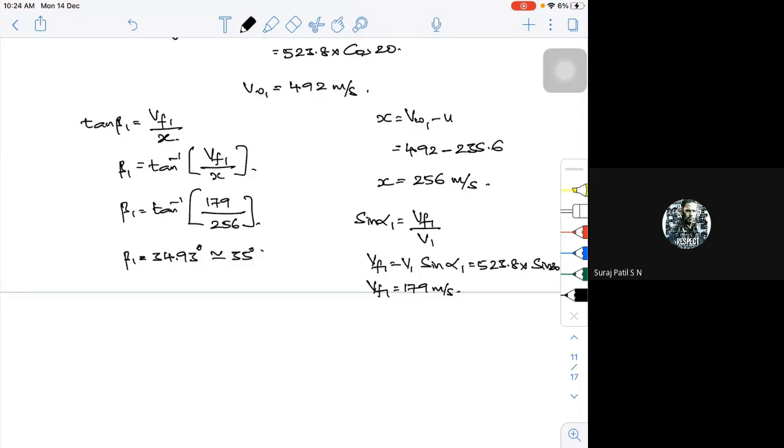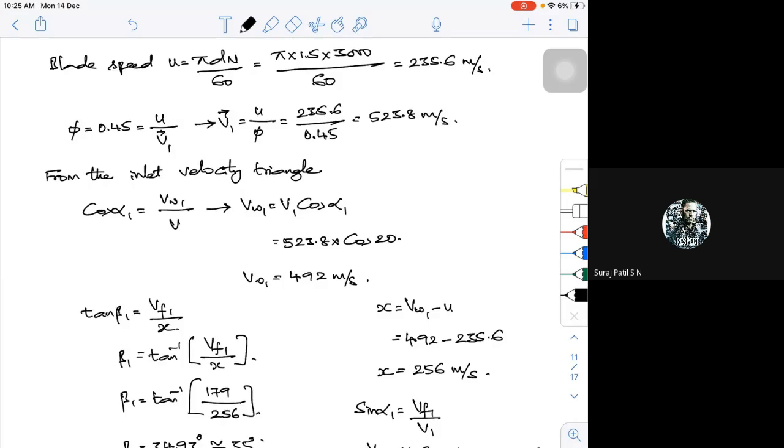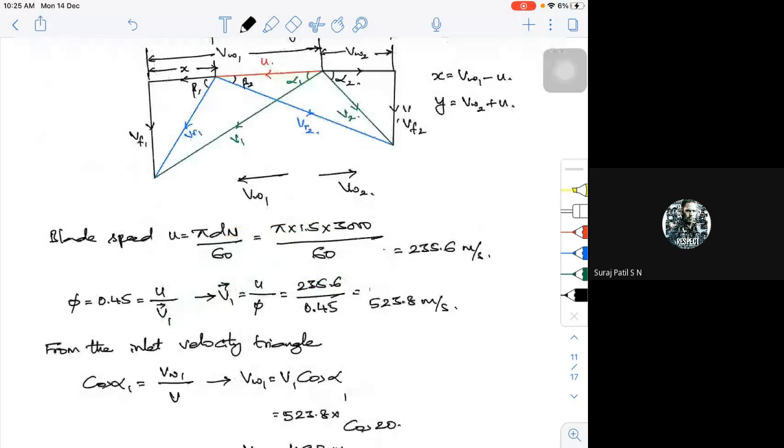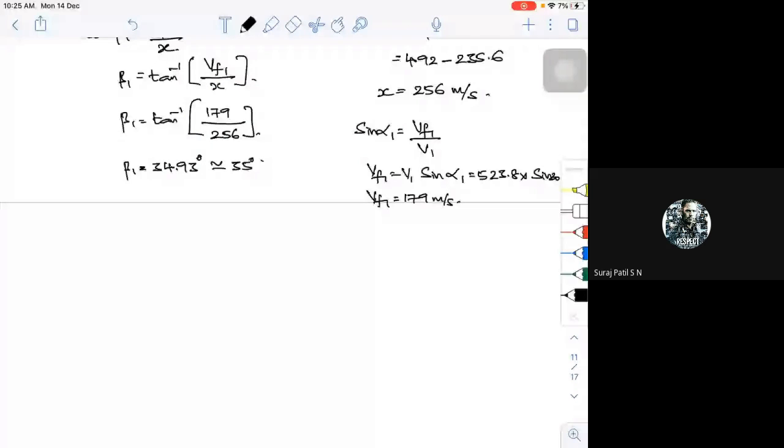How to find beta 2? In the problem statement, beta 2 is equal to beta 1 minus 3 degrees. If I round off to 35, your beta 2 is 35 minus 3. Simple. So this is your 32 degrees.